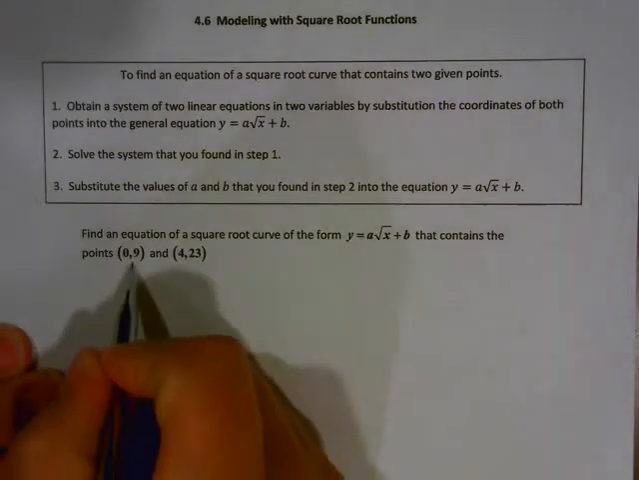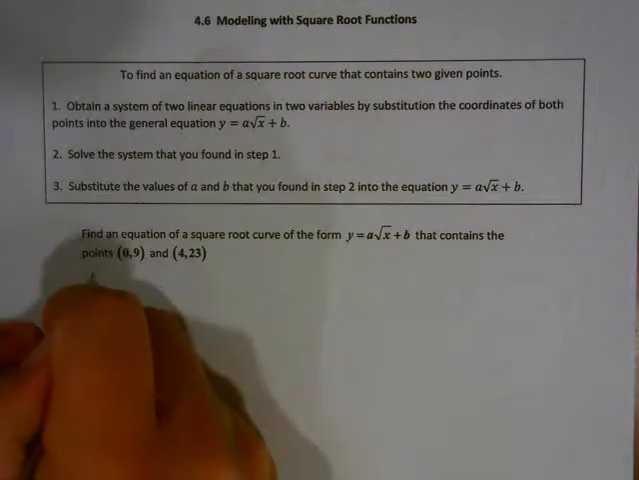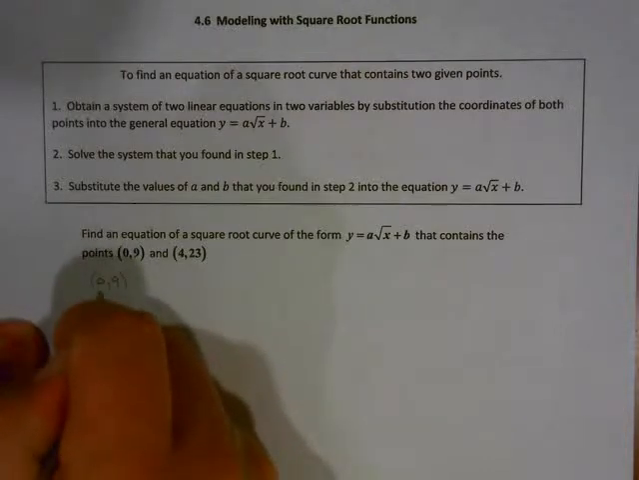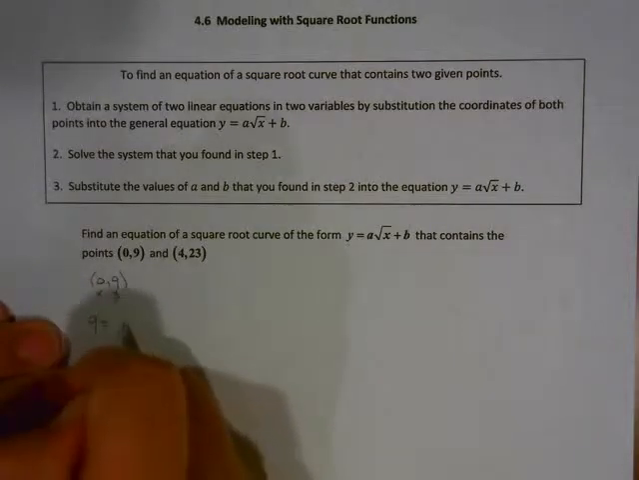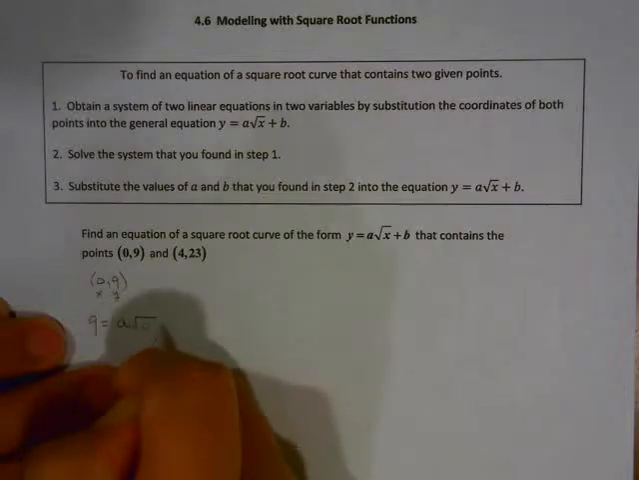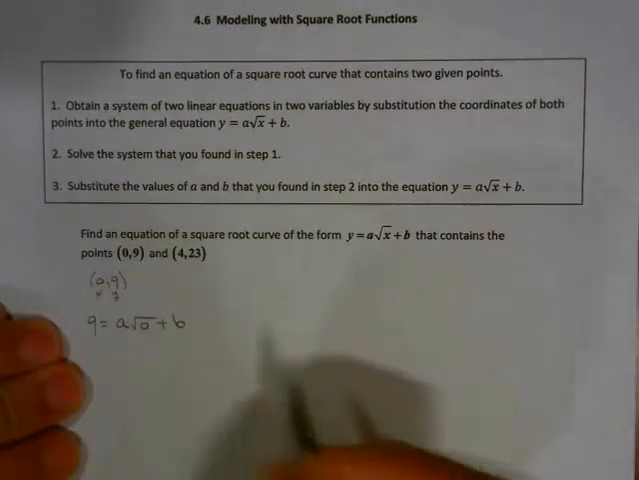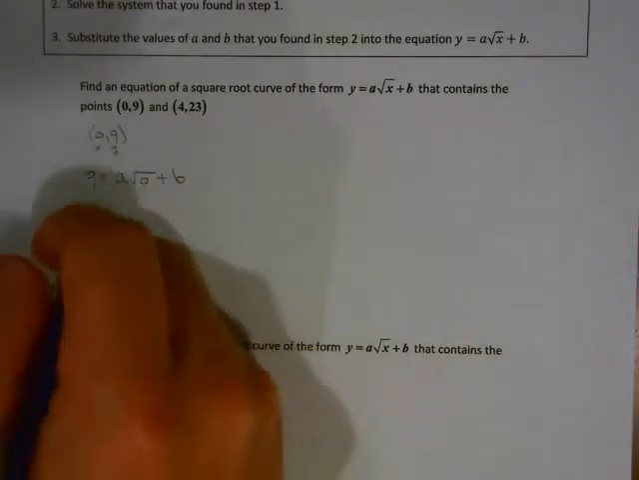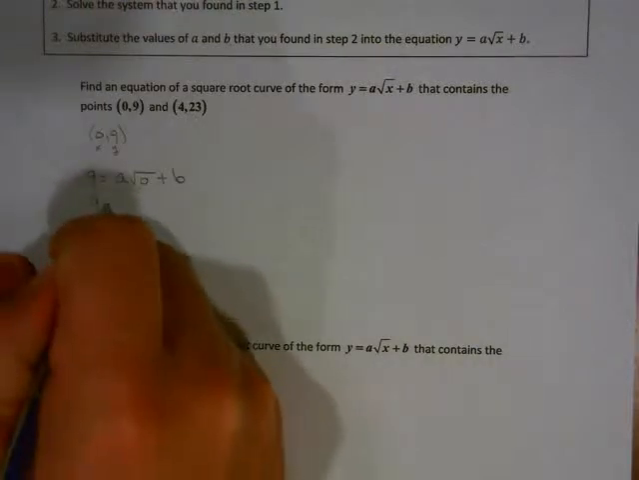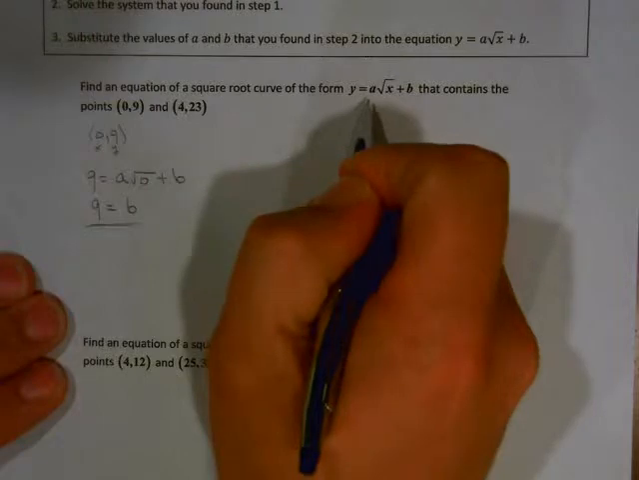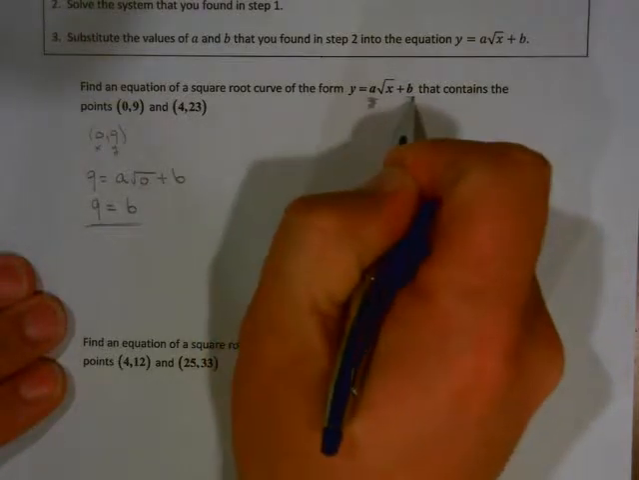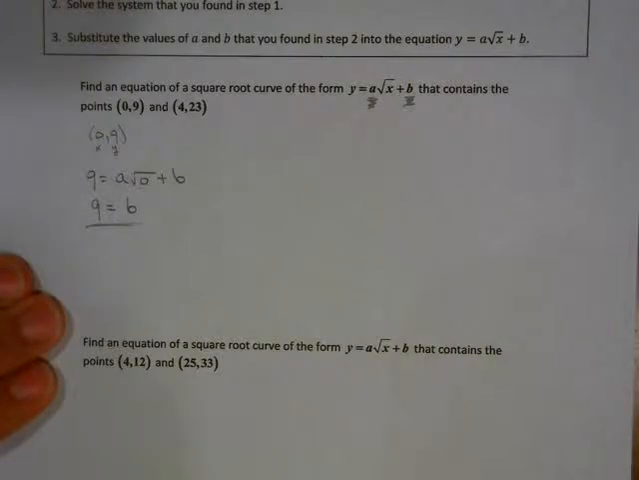So what we do is first we're going to plug in 1 point. So when we have (0, 9), that's saying x is 0 and y is 9. So 9 equals a times the square root of 0 plus b. Now the square root of 0 is 0, and 0 times a is 0, so we get 9 equals 0 plus b, which is really b. So right now we know that 9 is our b, and when we're solving this, what we're really looking for is our a and our b to be able to come up with this equation.